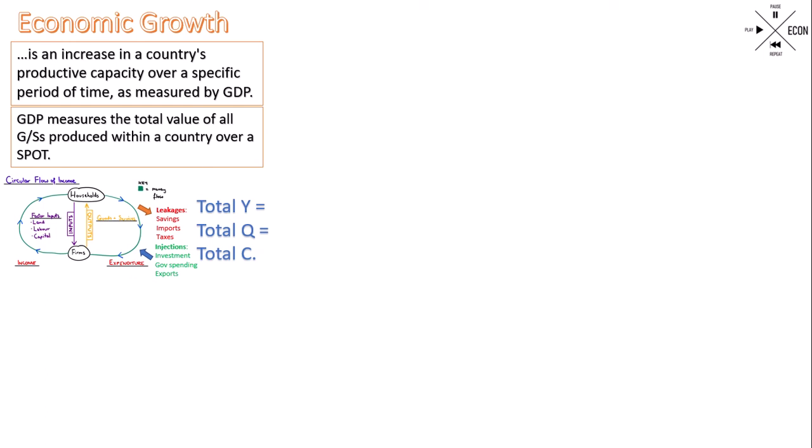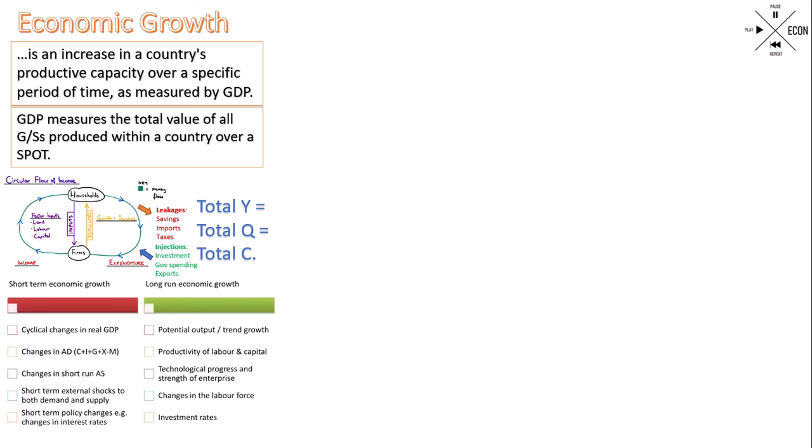Now, if you can pause the video and have a go at defining what short-term economic growth is and what that is to do with, and then have a go at defining what long-run economic growth is and what that is to do with. So hopefully for short-run economic growth, you've got it's more cyclical changes in real GDP, so it comes about by changes in AD or SRAS. And long-run economic growth is more to do with the productive capacity of the economy. So that's looking at more, I suppose, the LRAS.